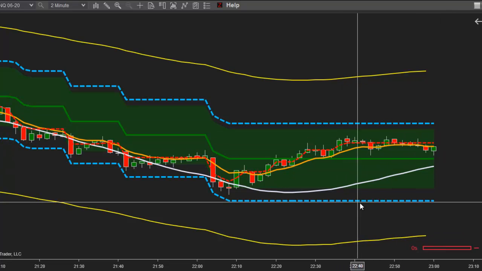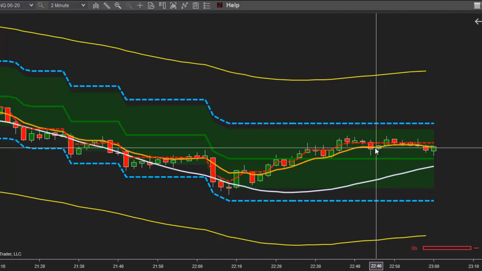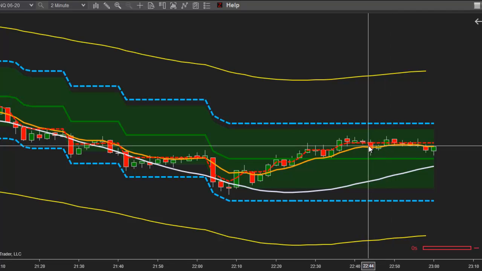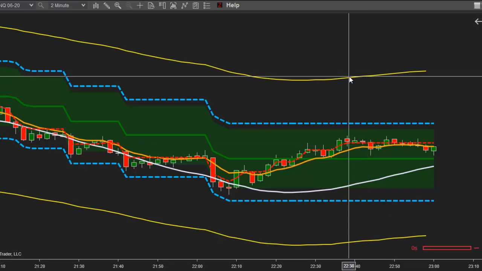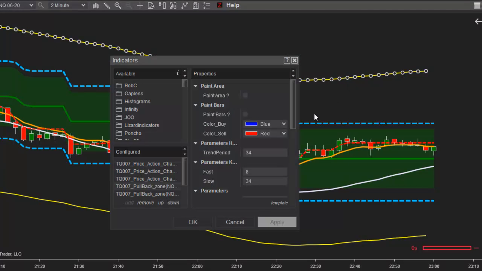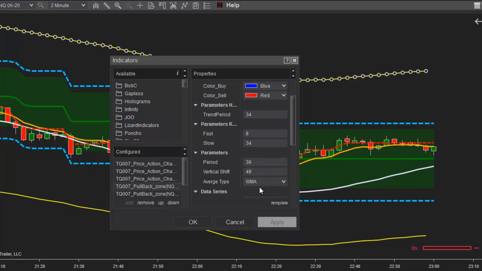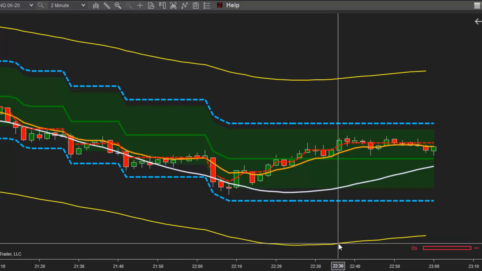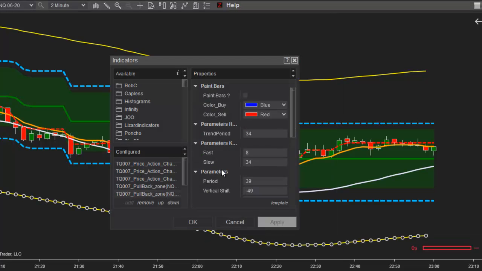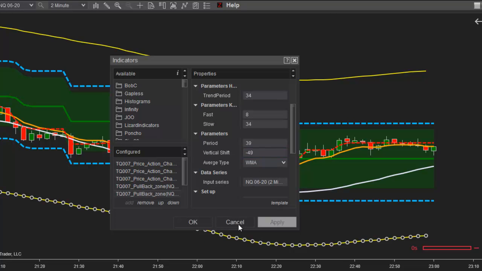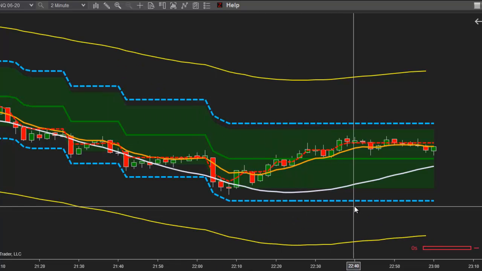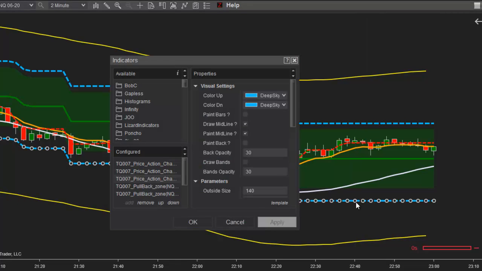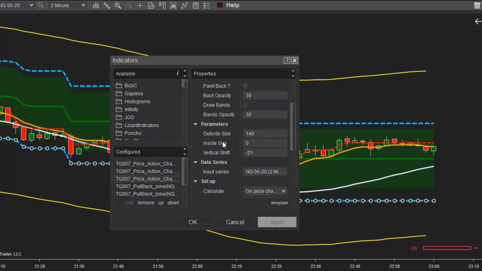we know this is a 2-minute chart. The settings are the same as on the YouTube channel, YouTube room. Let's take a look over here. Upper line, WMA, vertical shift 49, period 39. Everything else is there. Bar 1. 39 minus 49 WMA also. Let's go to the bar in blue. It's outside size 140, inside size 0, minus 21.